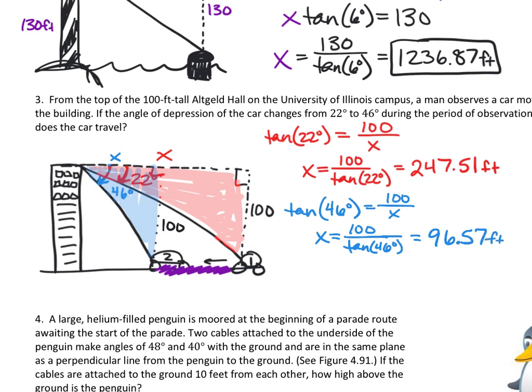But what's the actual question here? How do I figure that out? Subtract, very simple. So I'm going to take the actual distance d between the two cars would be 247.51 minus 96.57.